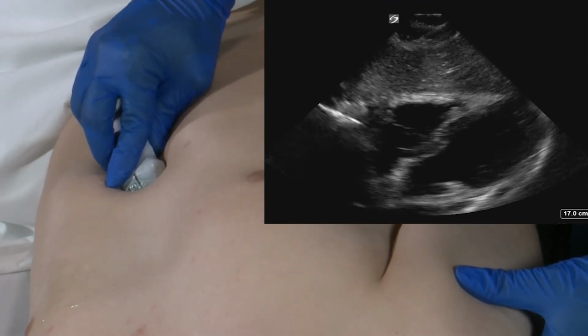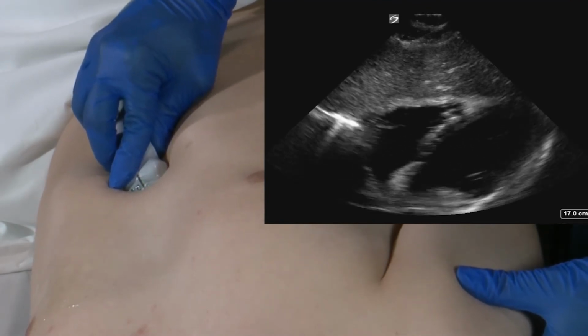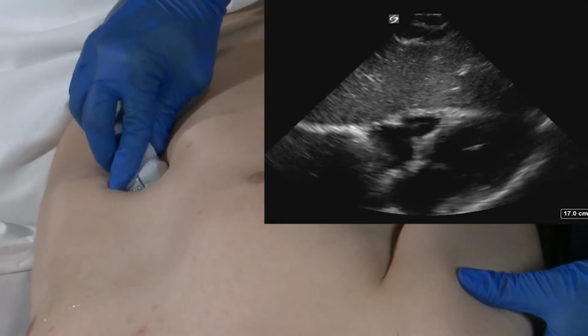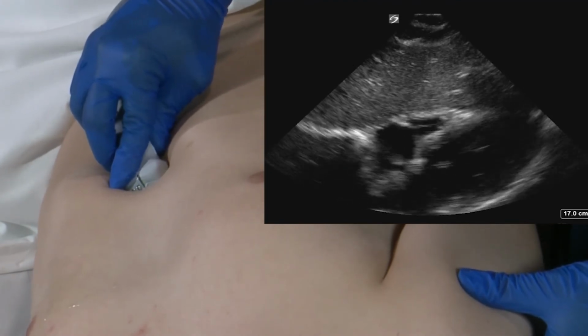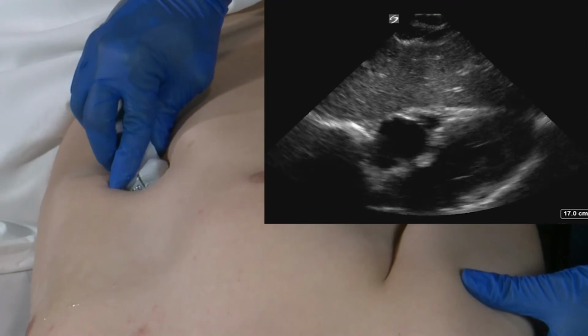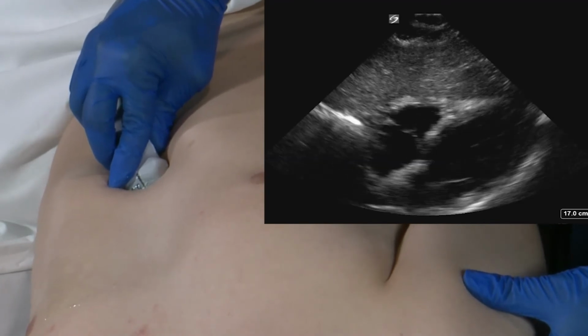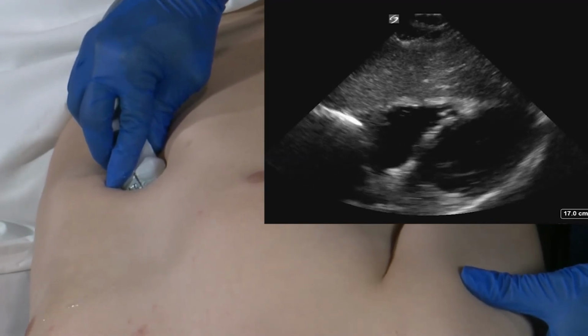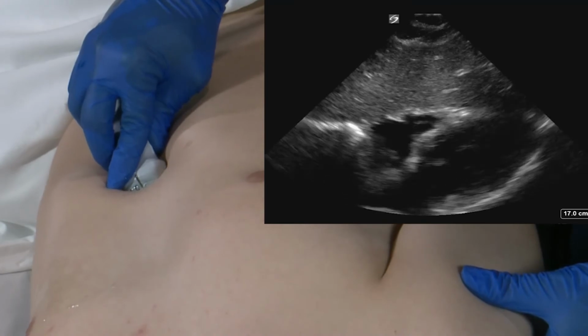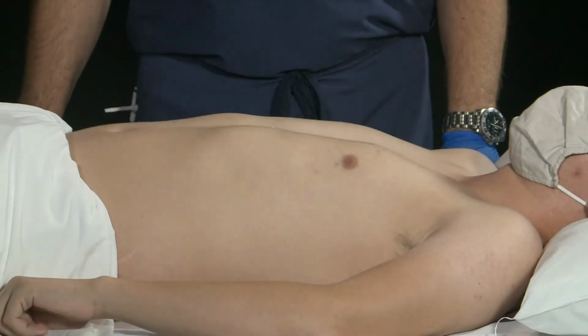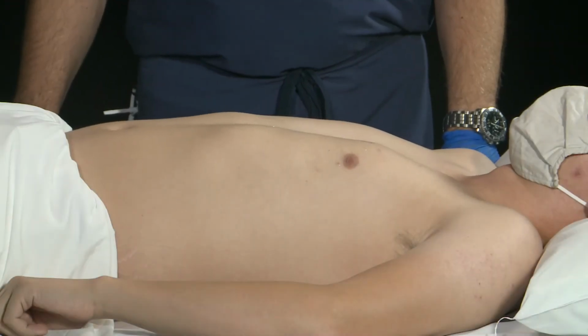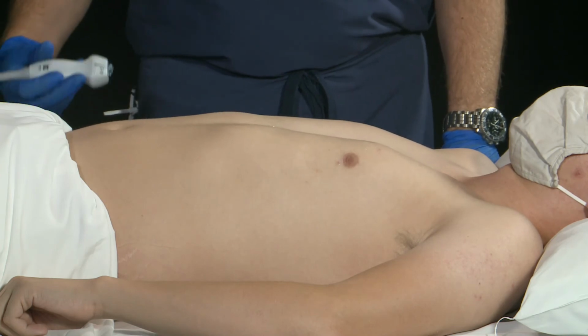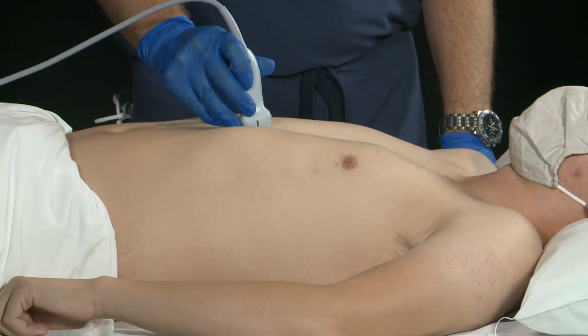Here, we will identify the right ventricle, the right atrium, the left ventricle, and the left atrium. We'll pay particular attention to the pericardial sac, looking for any pericardial fluid that may be visible or detectable in this orientation.